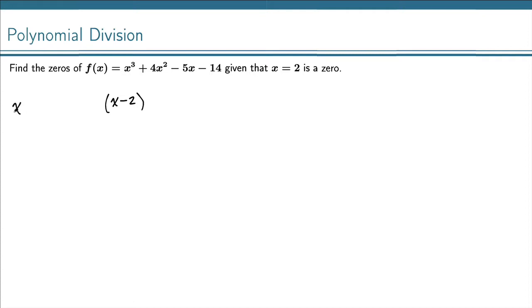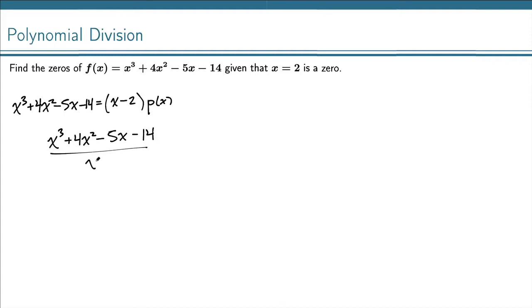What I'm going to do is write this. I've got x cubed plus 4x squared minus 5x minus 14 equals x minus 2 times something else. I'm just going to call that something p of x. We know that x equals 2 is a 0, so x minus 2 has to be a factor. Now, in order to find the rest of the factored portion, we can divide both sides of this by x minus 2. So x cubed plus 4x squared minus 5x minus 14 over x minus 2 is equal to p of x. So we need to figure out what this thing here is.